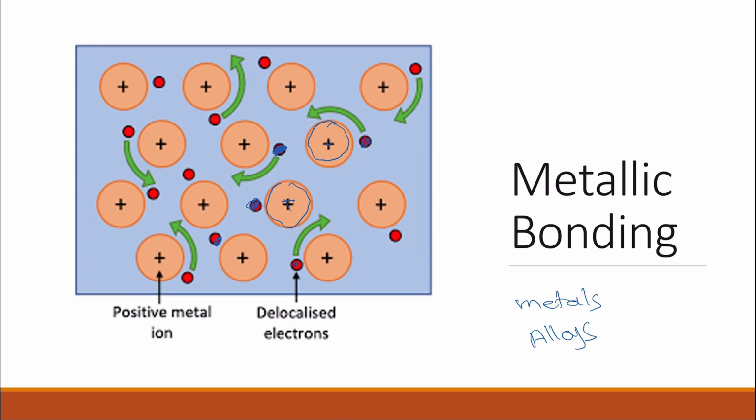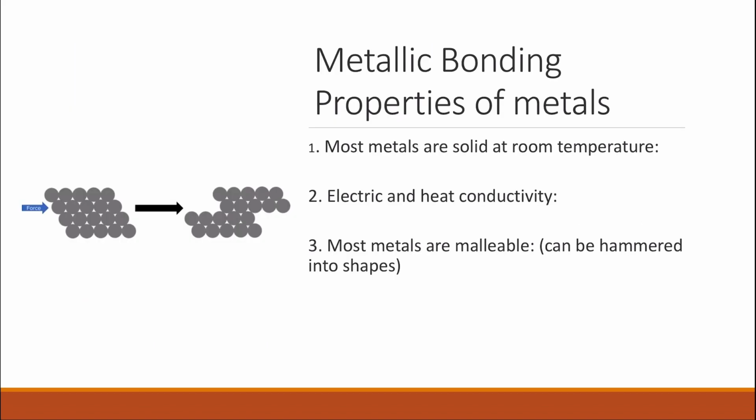The delocalized electrons and the metallic bonds are responsible for the properties of metals. So let's go through the different properties of metals and try to explain how the delocalized electrons are responsible for these properties. First of all, most metals are solid at room temperature because the electrostatic forces between the metal ions and the delocalized electrons are very strong. So metals need a lot of energy to break these bonds. Most metals have high melting and boiling points, so they are solid at room temperature.